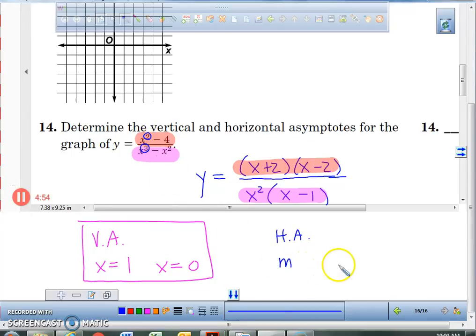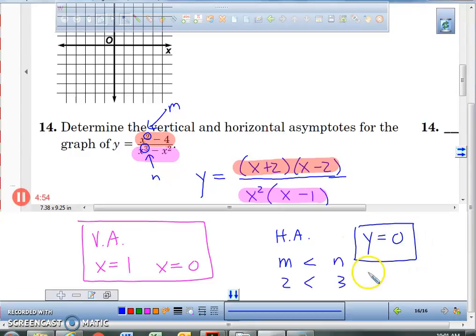Right now, if I compare the end value to the end value, in your notes, that's our end value. You'll notice that the end value is what? 2 is less than 3. Now there's a specific scenario where when the end value is less than the end value, we know what our horizontal asymptote will always be. 0 is correct. So we know we have a horizontal asymptote at y equals 0.